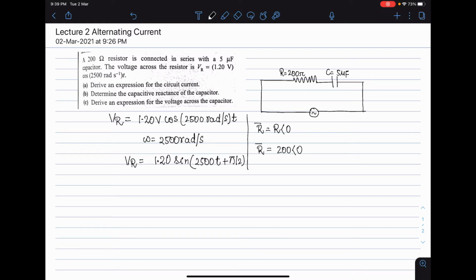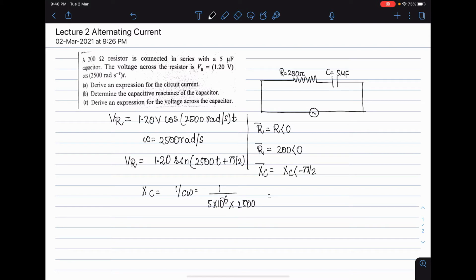And this is a capacitor of capacitance 5 microfarad. So we'll also write the XC phasor. XC phasor can be written as XC angle minus pi by 2. So it's very important to calculate XC here, that is the capacitive reactance. XC is nothing but 1 by C omega, so 1 divided by C, where the capacitance is 5 into 10 to the power minus 6, into omega. And omega we have already calculated as 2500 radian per second.